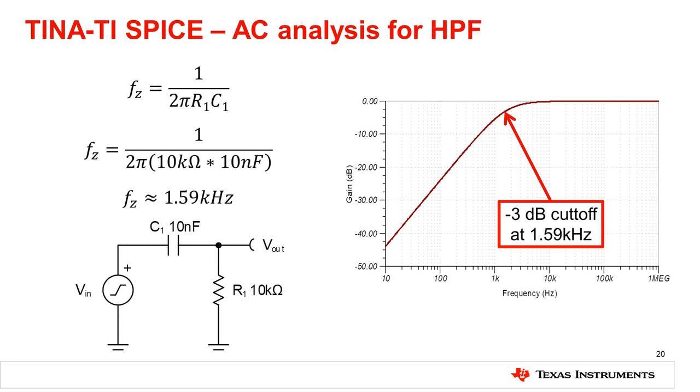Again, the overall response of the circuit matches our expectation. The high-pass filter attenuates signals at low frequencies and allows the higher frequency signals to pass. Using TINA's cursor function, we can place a cursor on the -3 dB point to double-check our calculation and indeed find that our zero comes in at 1.59 kHz.